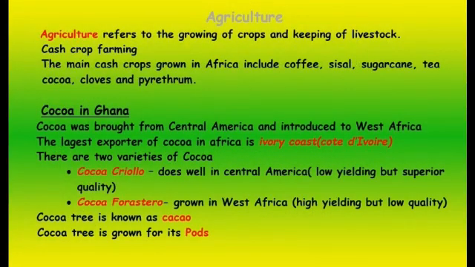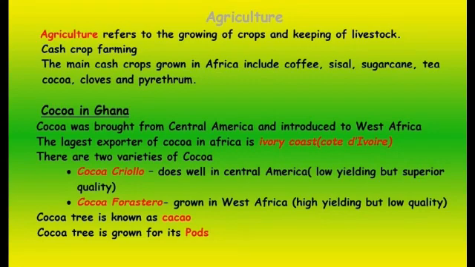Let's look at agriculture. Agriculture refers to the growing of crops and keeping of livestock. Many a times, learners tend to define agriculture as growing of crops, which is not correct.